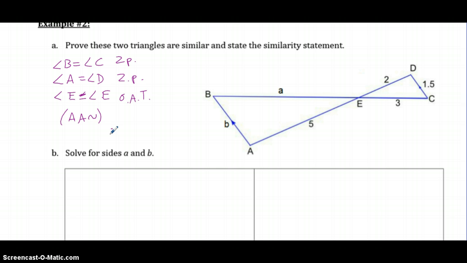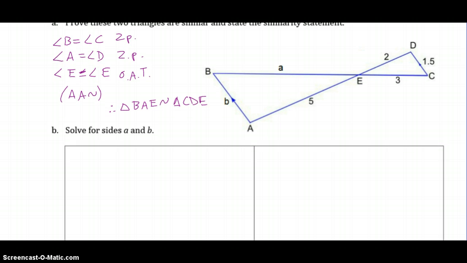And state the similarity statement. So we've got to put our therefore triangle B, A, E, just following the order I've written here, is similar to triangle C, D, E. So solve for sides A and B. So if you feel comfortable figuring out which one A matches up with, which one B matches up with for the second part, and finding that ratio that matches up where both the values are in there, you can just go ahead and try to write your proportion and solve it.